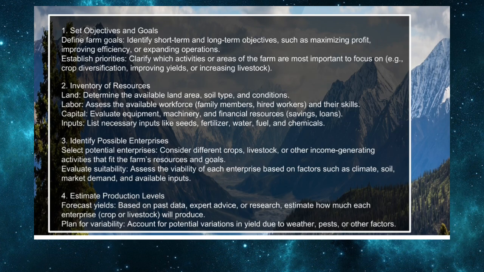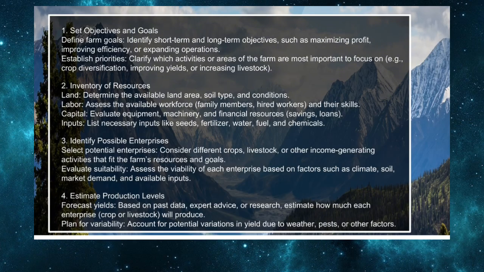Second step, taking an inventory of all available resources. This includes land, labor, capital, and inputs. The farmer needs to determine the land area, soil characteristics, workforce availability, machinery, and financial resources.